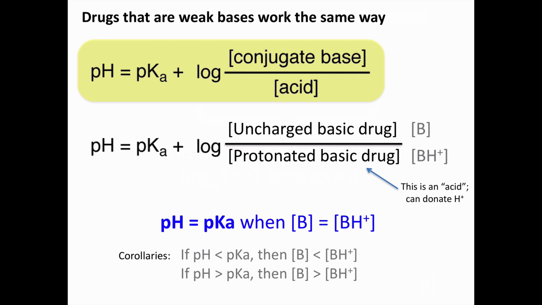Drugs that are weak bases work the same way, but in this case, pH equals pKa plus the log of B over BH+. BH+ is the acid, so to speak, in this case, because the definition of an acid is that it can donate an H+ ion. So if we're talking about the pKa of a weak base, again, the concentration of the conjugate base will equal the concentration of the conjugate acid when pH equals pKa, because the final term in the Henderson-Hasselbalch equation will be 0. And if the pH of the solution is less than the pKa, then BH+, a charged ion, will predominate. And if the pH is greater than the pKa, then the uncharged B will predominate.